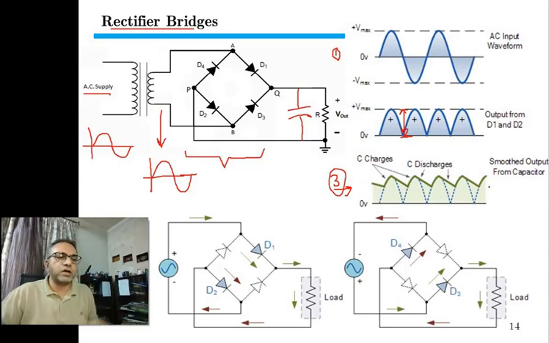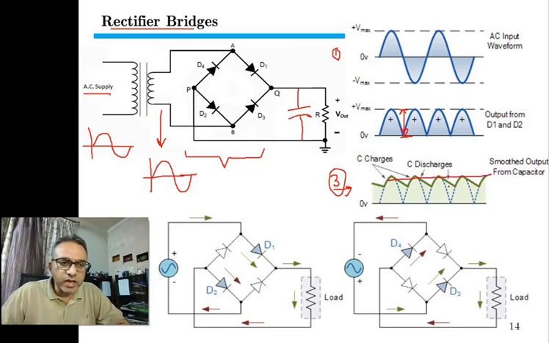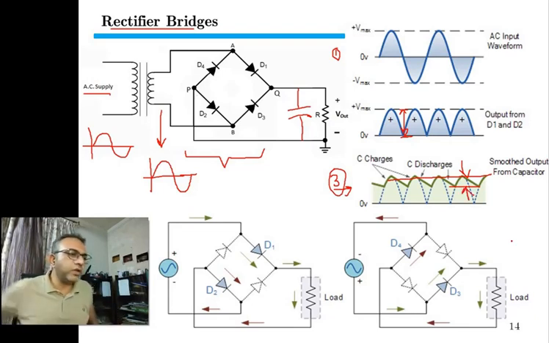This bold colored waveform is much more stable, and the peak to peak voltage is also now reduced. So while using bridge rectifiers, it is mandatory to use DC capacitors.